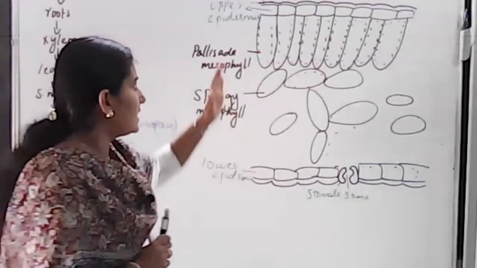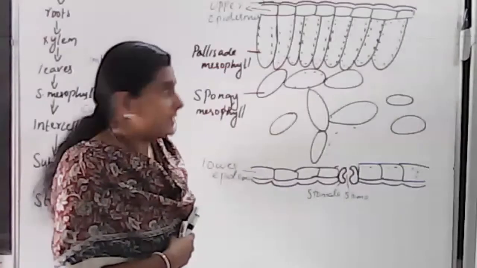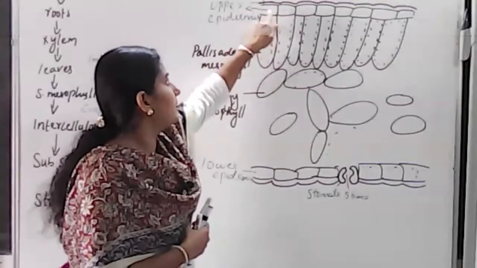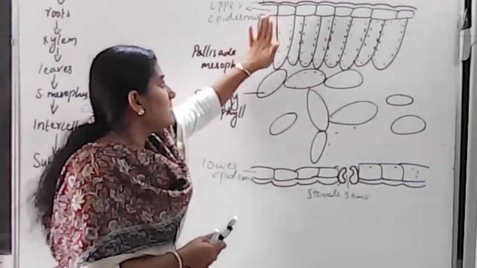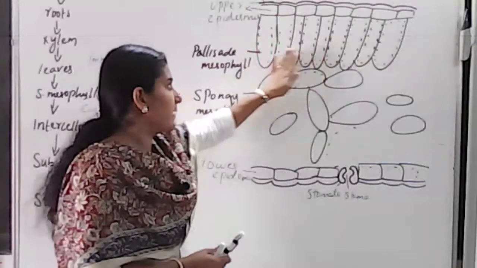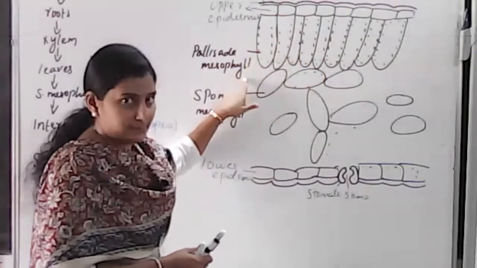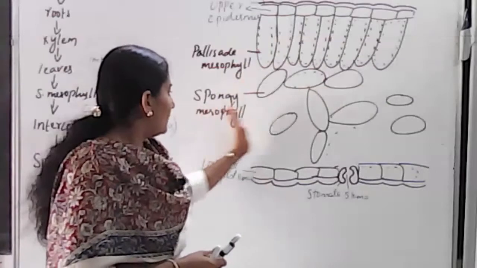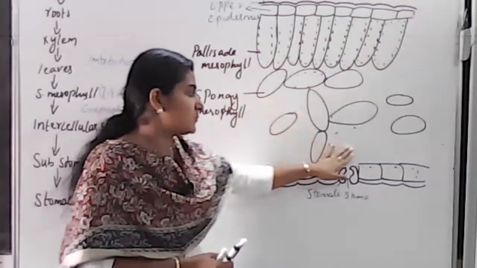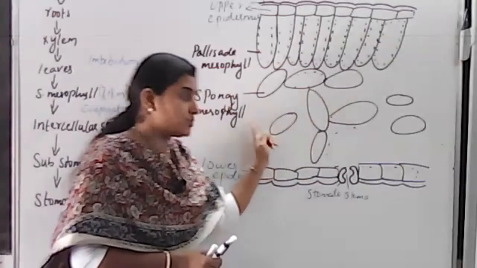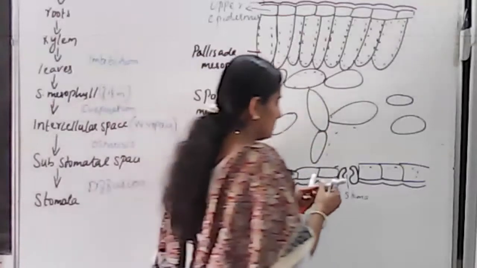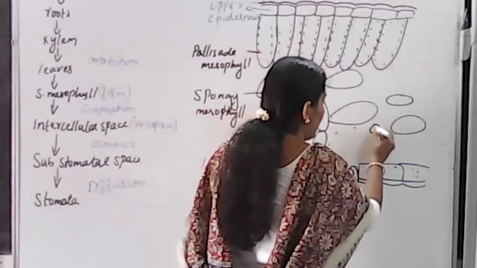So the outermost cell you call the upper epidermis. Then one more layer above this upper epidermis is called the cuticle layer. Below this upper epidermis you have a layer without any intercellular space. That layer you call the palisade mesophyll layer. And inside this we have certain cells with a lot of intercellular space, which we call spongy mesophyll cells. And in this intercellular region you can see certain xylem cells also join.